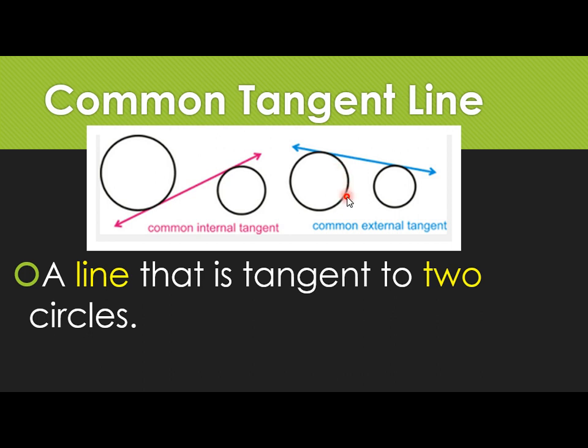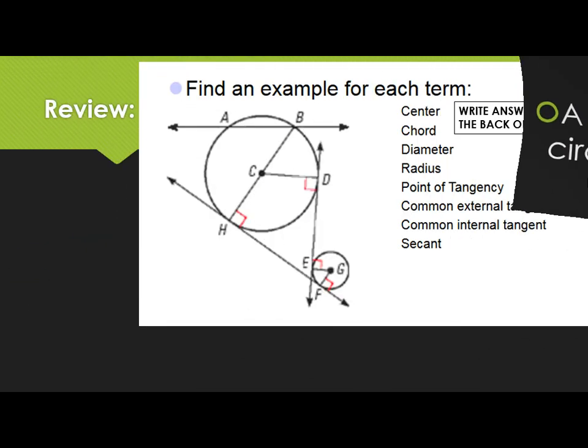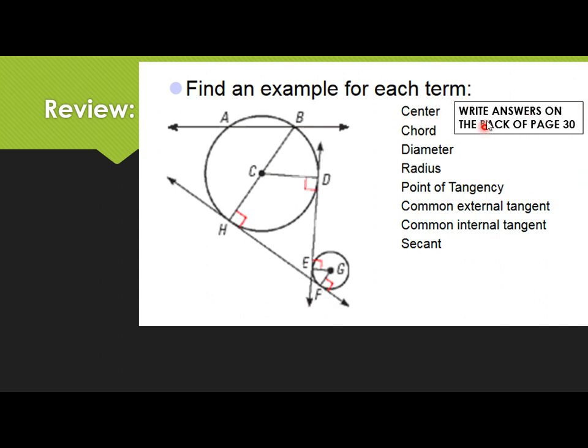The other way that you could have this is if I had the circle in here, the line would be going down like this. Use your imagination. And that would be common external. Okay, because it's touching both of them externally. It's not going between the two circles. Okay, between is internal, outside of it is external. That's pretty common sense. You could figure that out. All right, moving on. So also on the back of page 30 or anywhere, I want you to draw this picture.